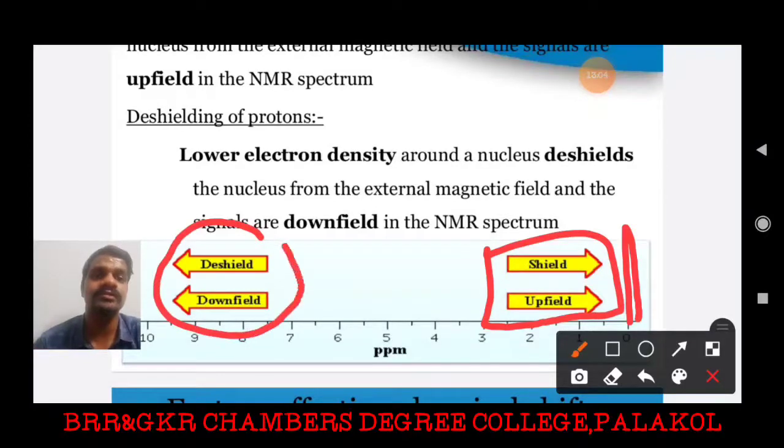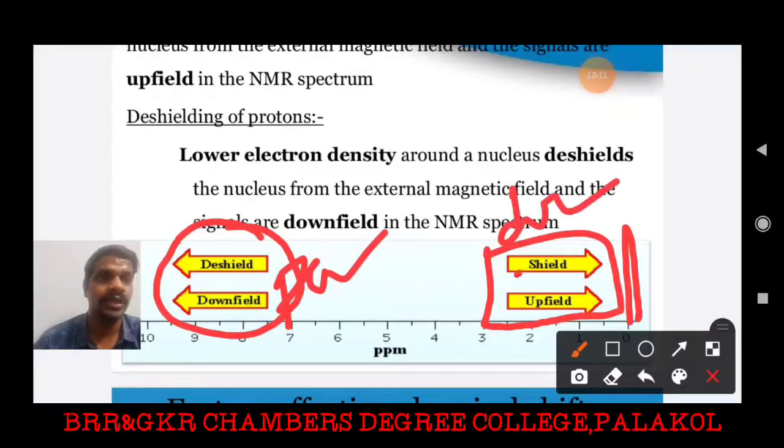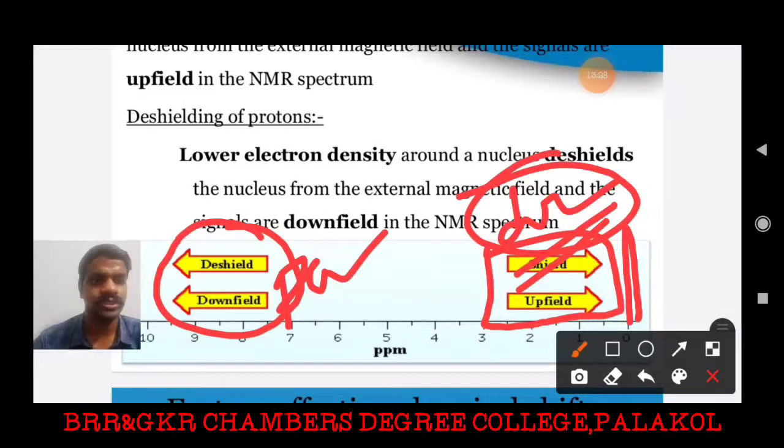de-shielding region and downfield, and it is paramagnetic region, and it is diamagnetic region. So what is paramagnetic? If the secondary magnetic field is aligned with the external magnetic field, then it is said to be paramagnetic. If the secondary magnetic field is opposed to the external magnetic field, then it is said to be diamagnetic region. So this is the information about shielding and de-shielding of the proton.